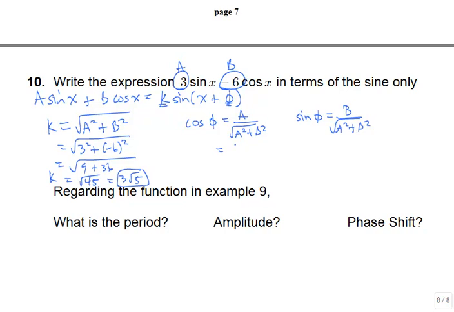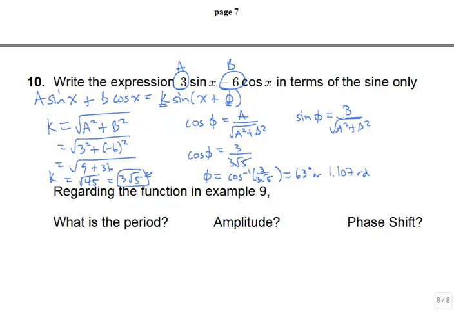Well, a again was 3, and the square root of a squared plus b squared was 3 root 5. We already figured that out down here for our k. So to figure out what phi should be, we would need to do an inverse cosine. If you do that on your calculator, it depends on which mode you're in. This is either 63 degrees, or if you're in radians, about 1.107 radians.